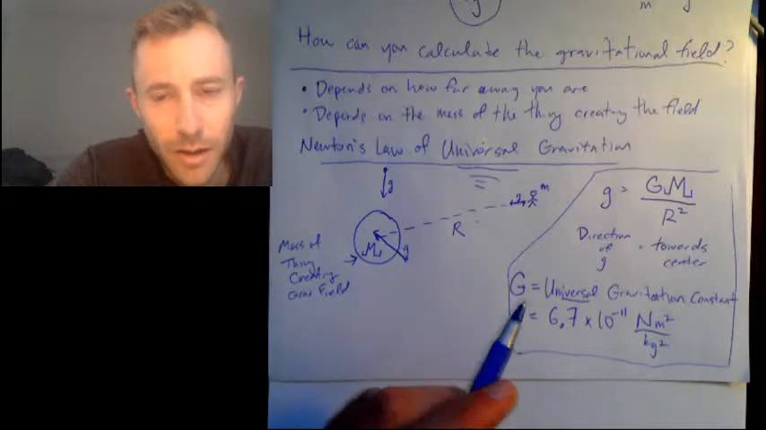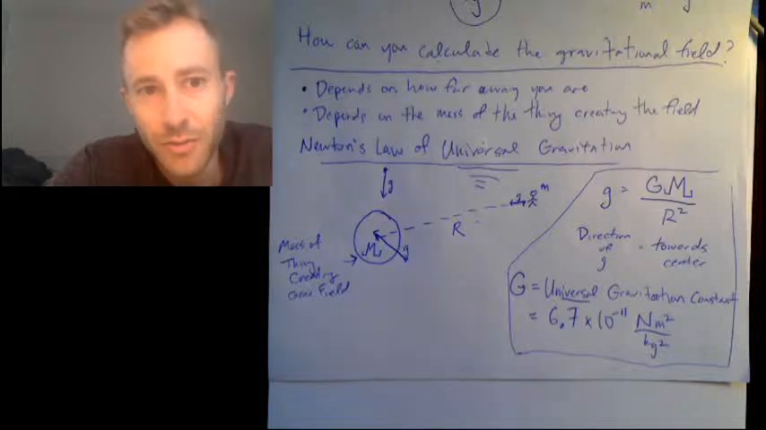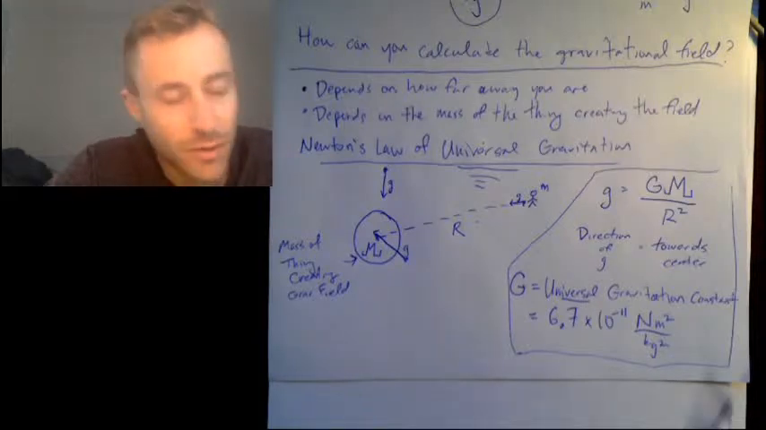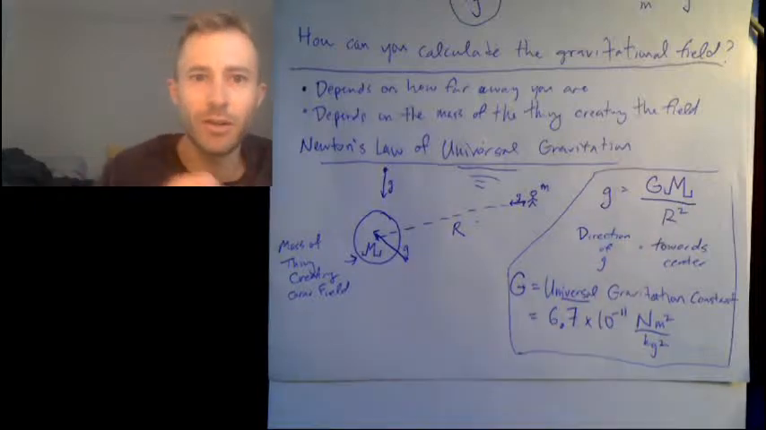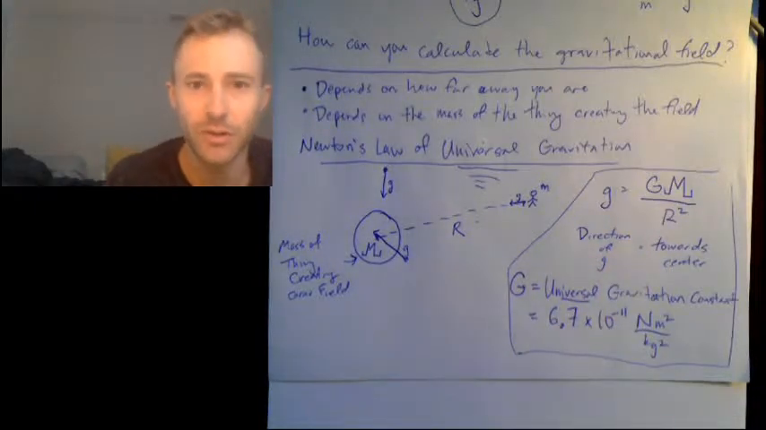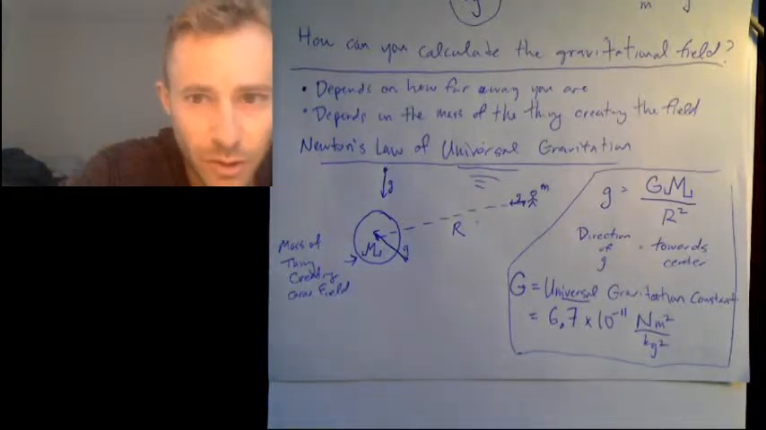Okay? And so because this is such a small number, to get a gravitational field that we actually notice, the mass needs to be huge. So that's why we notice the gravitational field of things like planets and stars, but we don't really notice the gravitational field due to each other, okay?